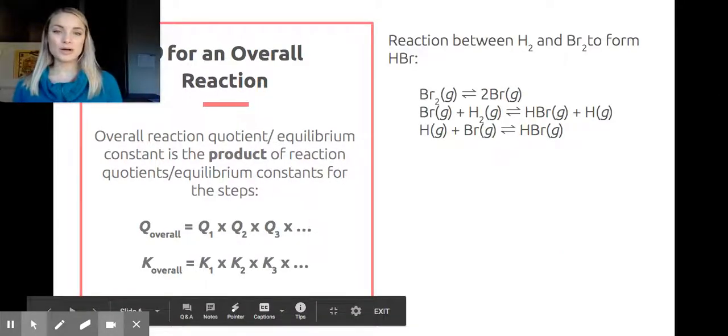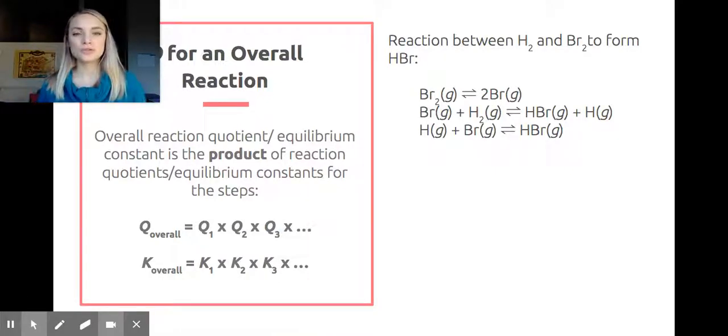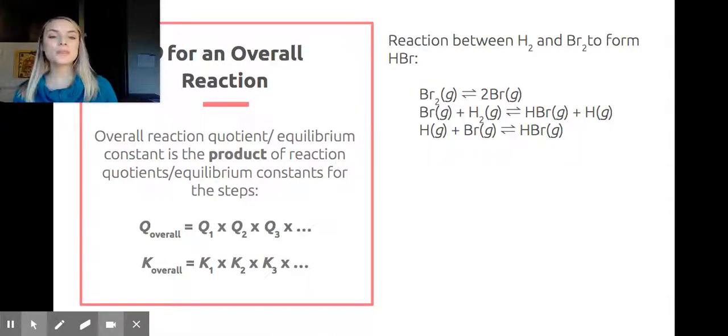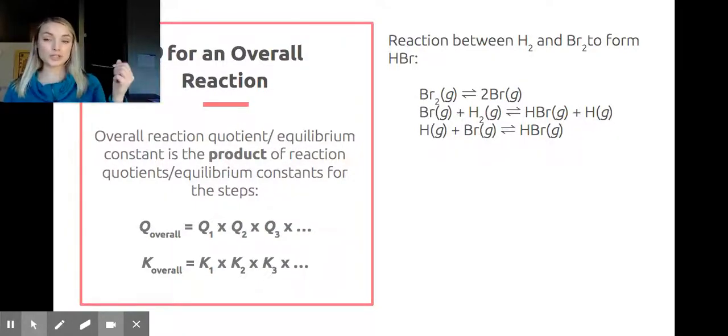Let's look at an example of the reaction between H2 and Br2 to form HBr to demonstrate this. So we have 3 reaction steps. What we need to do is combine these 3 to determine our overall balanced equation, and then we need to demonstrate the product of each of the reaction quotients, so the reaction quotient for each step. When we multiply those all together, we end up with the overall reaction quotient. It sounds like it's going to be a lot, but it's not going to be challenging because all this is a game of multiplying things, crossing out like terms, and comparing.